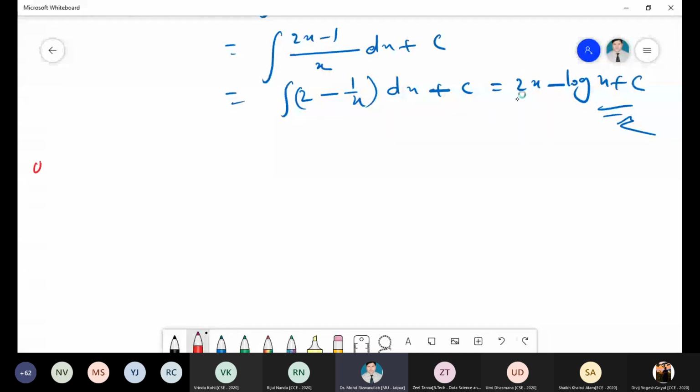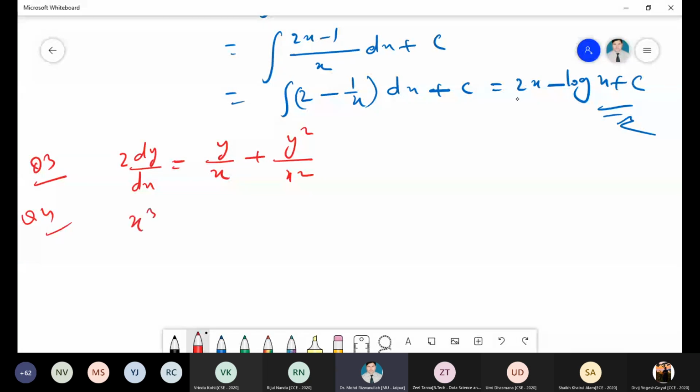Write the question. Question number 3. Solve: 2 dy by dx equals y upon x, y square upon x square. It is a very selected question.